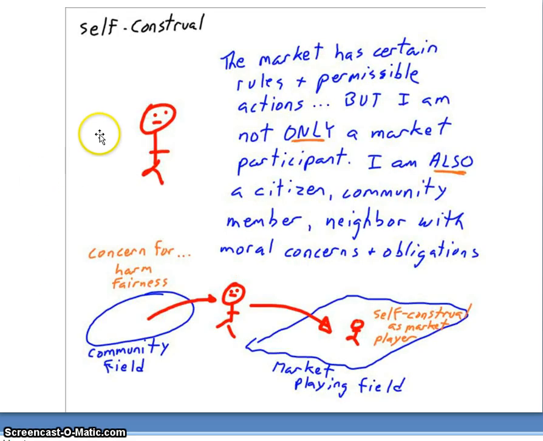So, if we take a look generally at some of the issues involved here, here's our seller, right? And if we think about markets, the market has certain rules and permissible actions, right? But this person might think, I am not only a market participant. I am also a citizen, a community member, neighbor, with moral concerns and obligations.